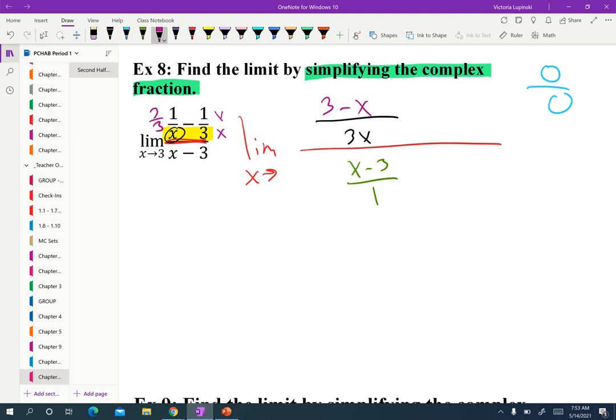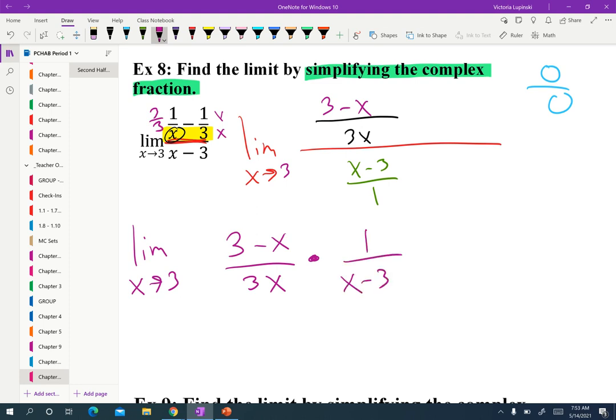Once you have found a common denominator in the top and in the bottom, you're going to go ahead and multiply by the reciprocal. So the limit as x goes to 3, multiplying by the reciprocal, also known as keep, change, flip, however you learned it. You're going to keep the top fraction, change the big division bar to a multiplication, and then you're going to flip the bottom fraction. So anything that is part of a binomial has to stay together. And then you're going to try to cancel.